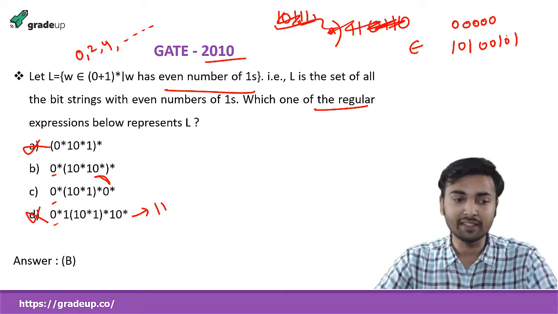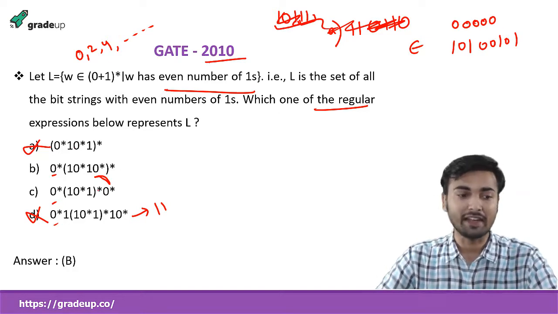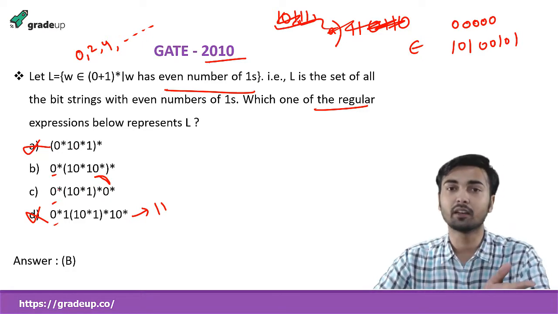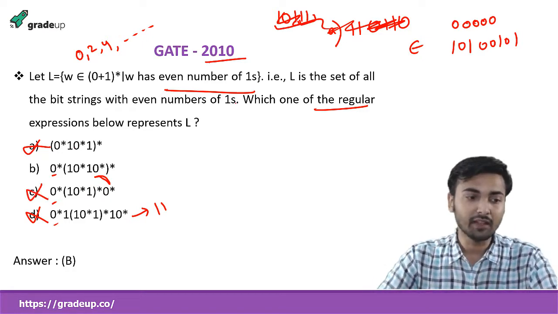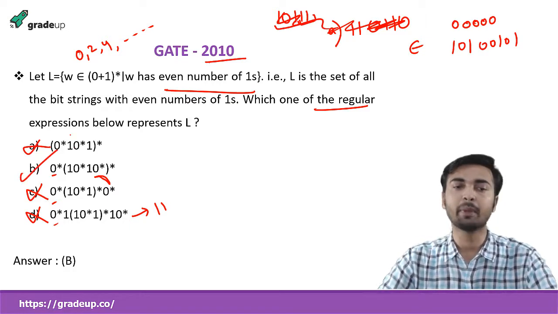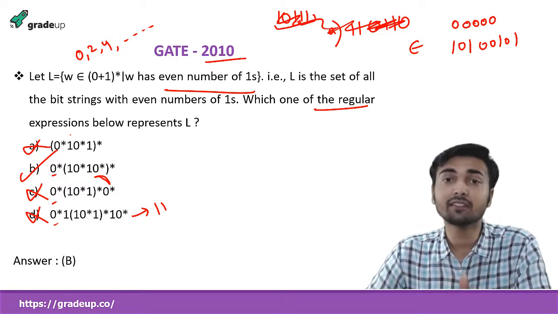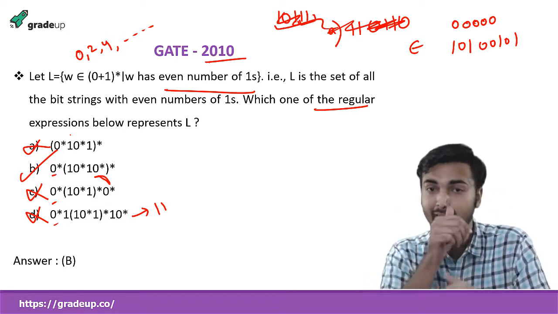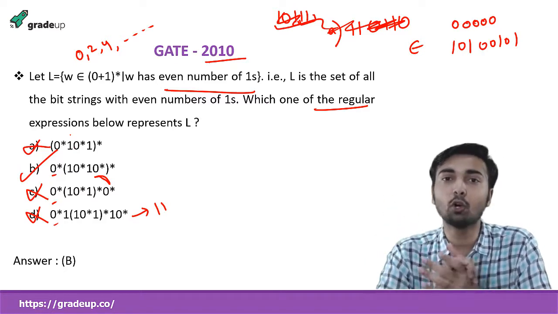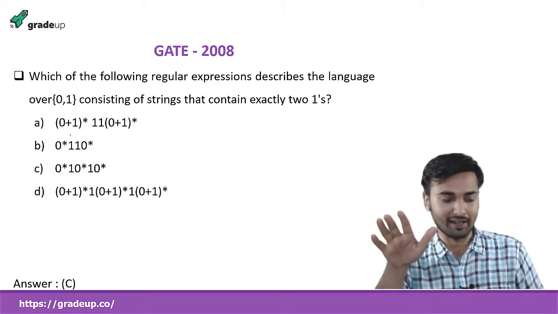But option C will not accept this. Why? Because it is saying that no 0 can come after this one. So option C is also eliminated. The right answer is option B. Clear? So after seeing the options, decide what counter example you have to take. Cleared? So practice this and you will get the technique.